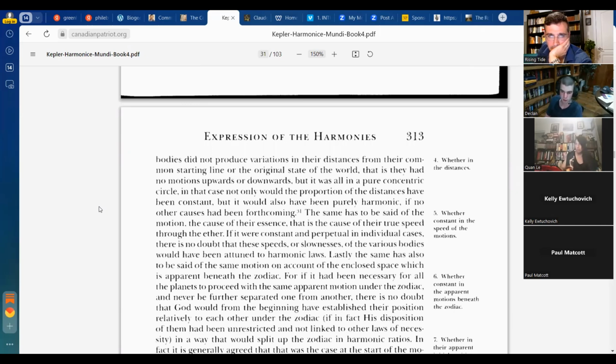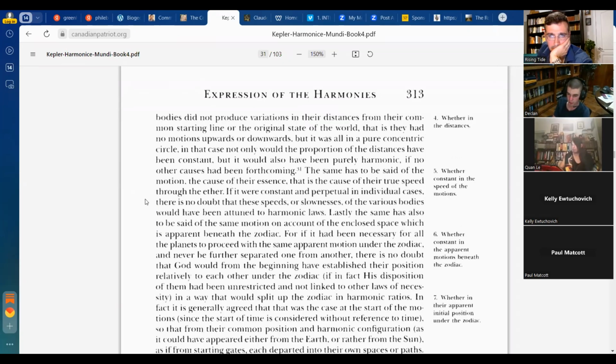In that case, not only would the proportion of the distances have been constant, but it would also have been purely harmonic if no other causes had been forthcoming. The same has to be said of the motion, the cause of their essence, that is, the cause of their true speed through the ether. If it were constant and perpetual in individual cases, there is no doubt that these speeds or slownesses of the various bodies would have been attuned to harmonic laws.